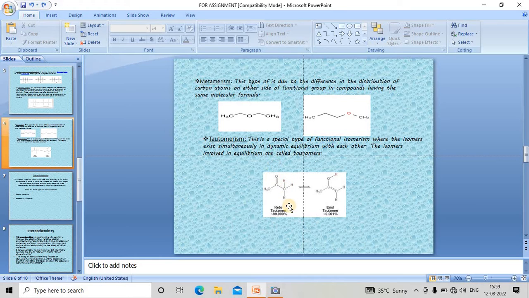Suppose in the case of a very famous tautomer like keto and enol, in the keto form there will be a C double bond O, and in the enol form it will be C-OH. So the H atom here goes to this O, and the double bond converts into a single bond. So these two compounds are in rapid equilibrium. That means one converts into another at room temperature.